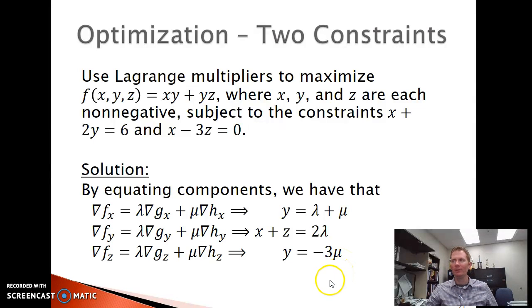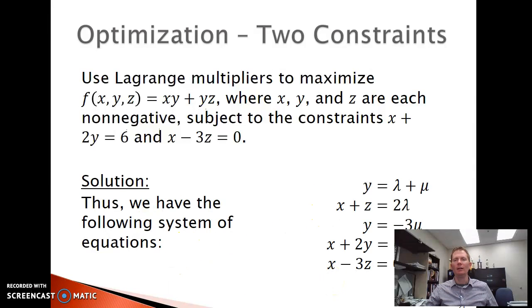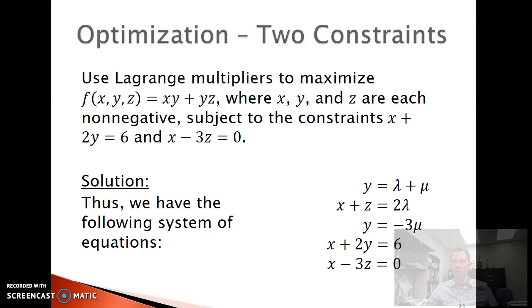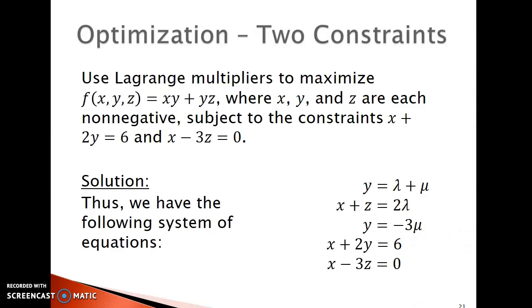So we'll now have a system of 5 equations. Let's just call this the x gradient equation, the y gradient equation, the z gradient equation, and then our two constraint equations. So we have a system of 5 equations in 5 variables.